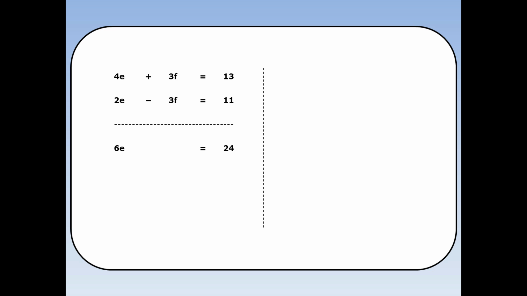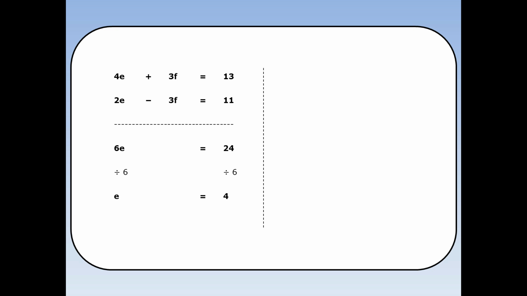Add the equations together. 4e plus 2e is 6e. 3f plus minus 3f is nothing. 13 plus 11 is 24. So 6e equals 24. But I don't want 6e, I want 1e. Divide both sides by 6. 1e is 4.